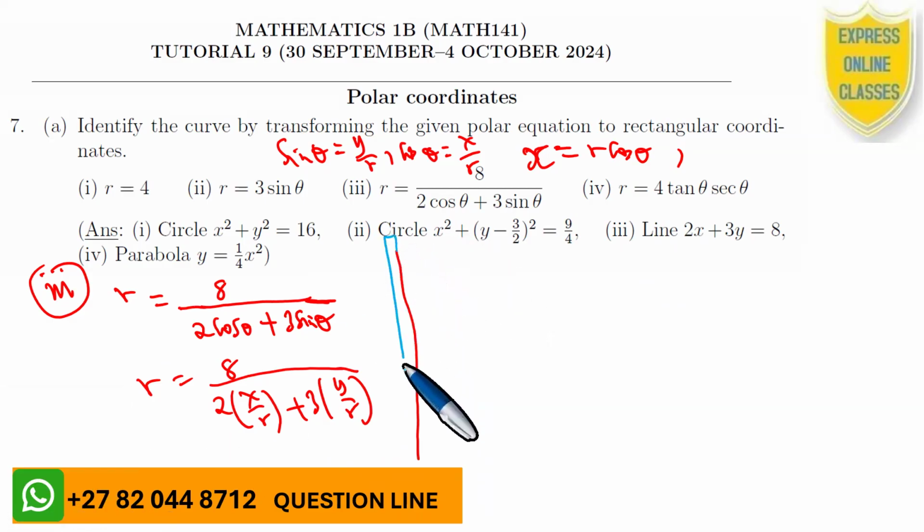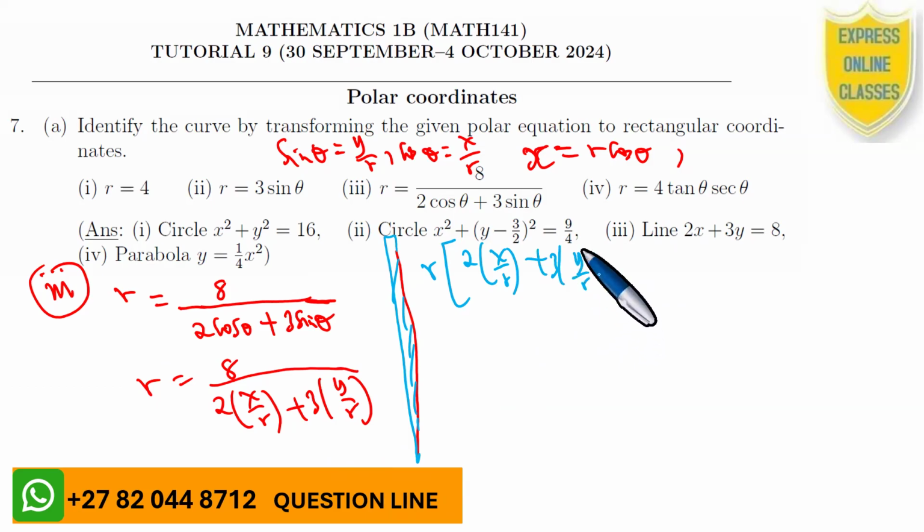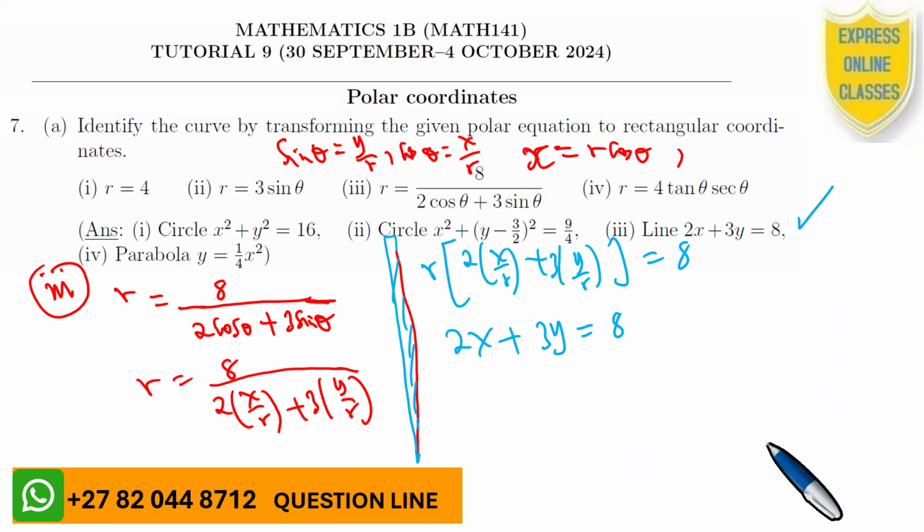If you cross multiply this thing, it becomes r times 2x over r plus 3y over r equals 8. So if you multiply out, it becomes 2x plus 3y is equal to 8, which is this one here. So we have been in a position to just substitute the x, which is the cosine theta, which is x over r, and the sine theta, which is y over r. X squared plus y squared is r squared.